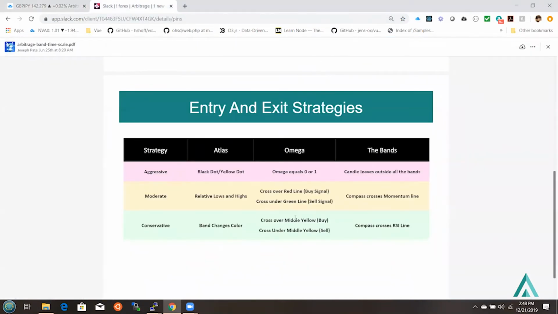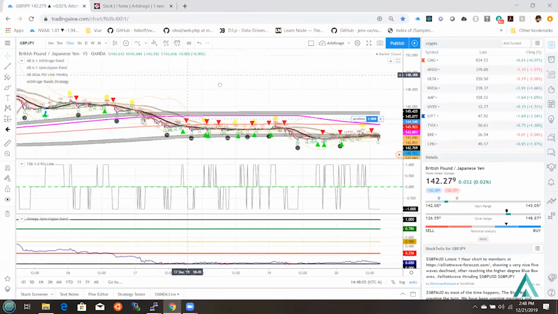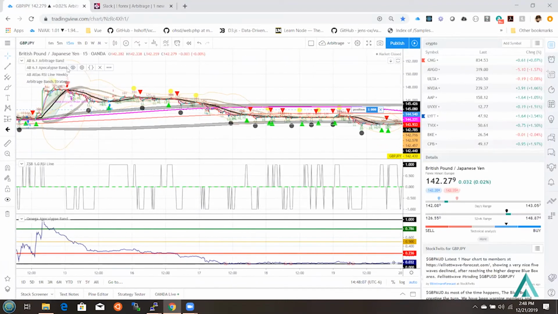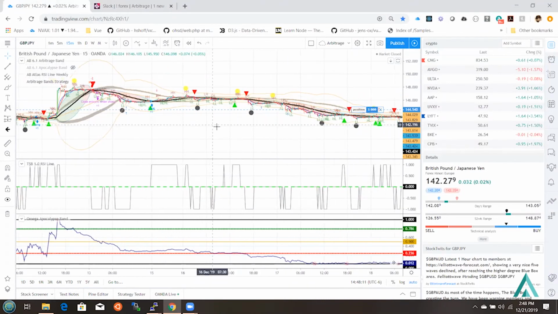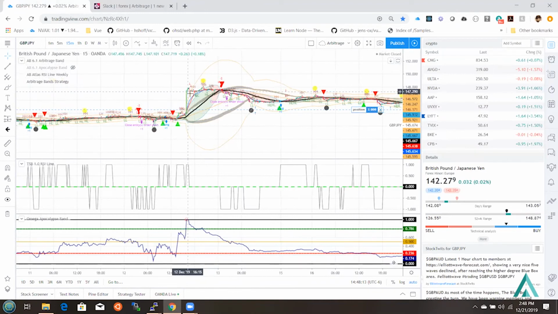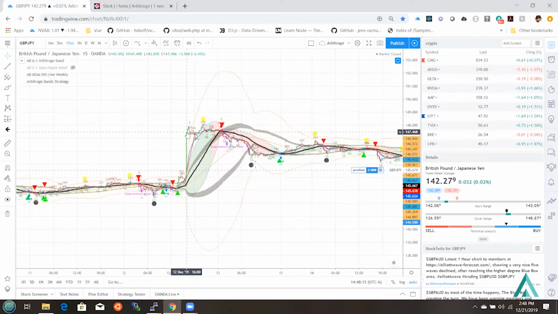So if you have these set for the bands, candle leaves outside of the band. Once again, I'm going to turn off the apocalypse band one more time. The aggressive entry to start playing down would have been when it went outside the band here. When outside the band, okay, I'm going to start a short right here. And basically, that way you get all of it.